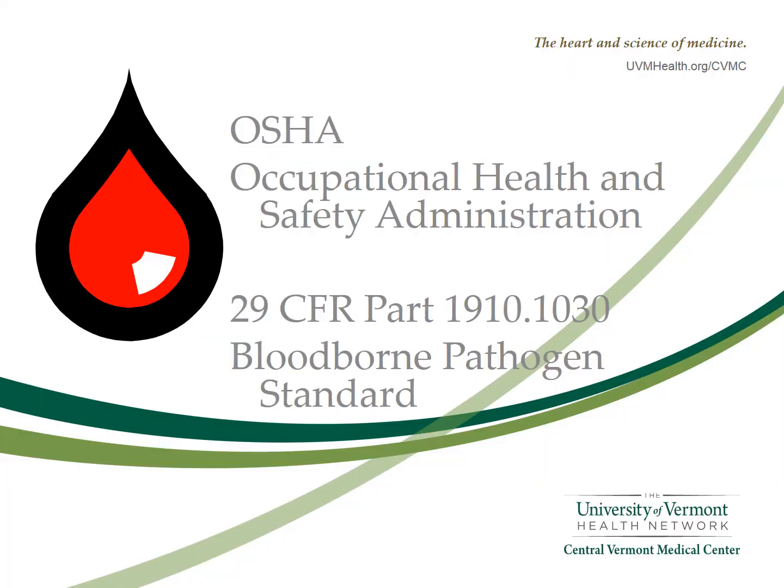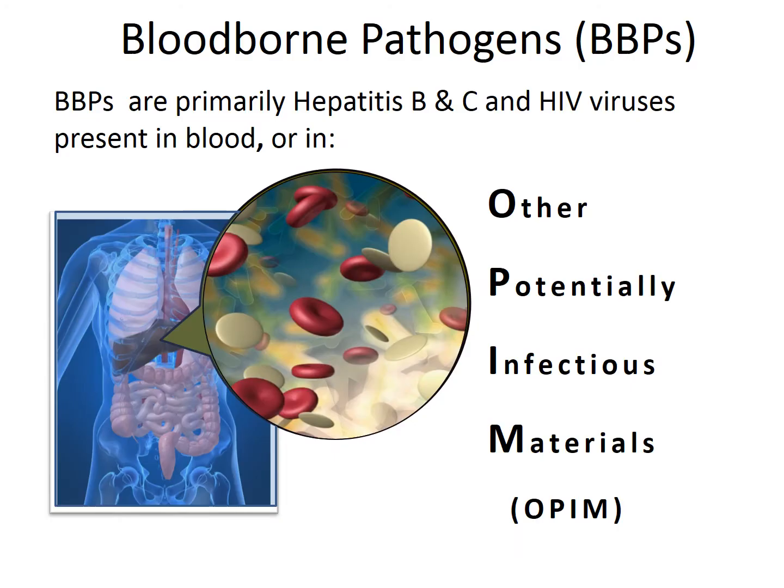In 1992, as a response to healthcare workers' concerns, OSHA mandated the bloodborne pathogen standard. This standard is law and requires that all healthcare personnel follow certain precautions to protect themselves. It is your responsibility to know and practice these precautions at all times. Bloodborne pathogens are pathogens that are present in blood or other potentially infectious materials that can cause disease. Diseases of concern are hepatitis B, hepatitis C, and HIV.